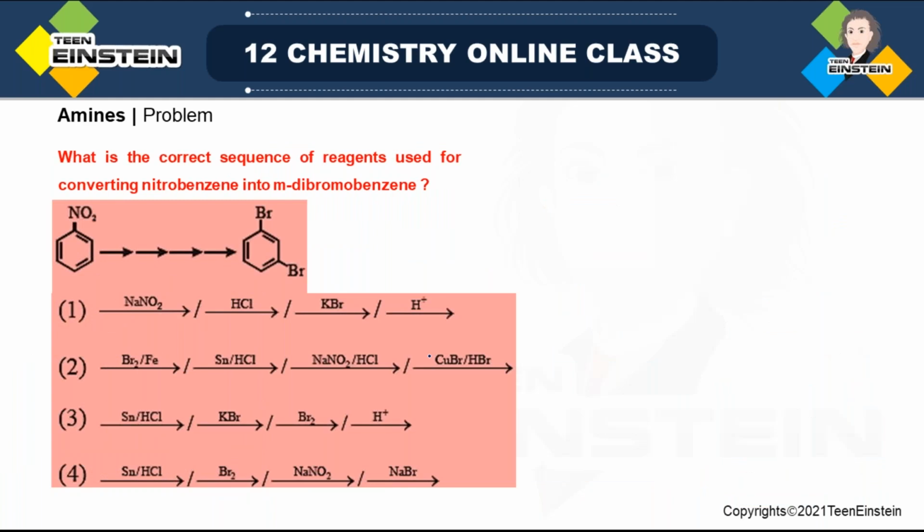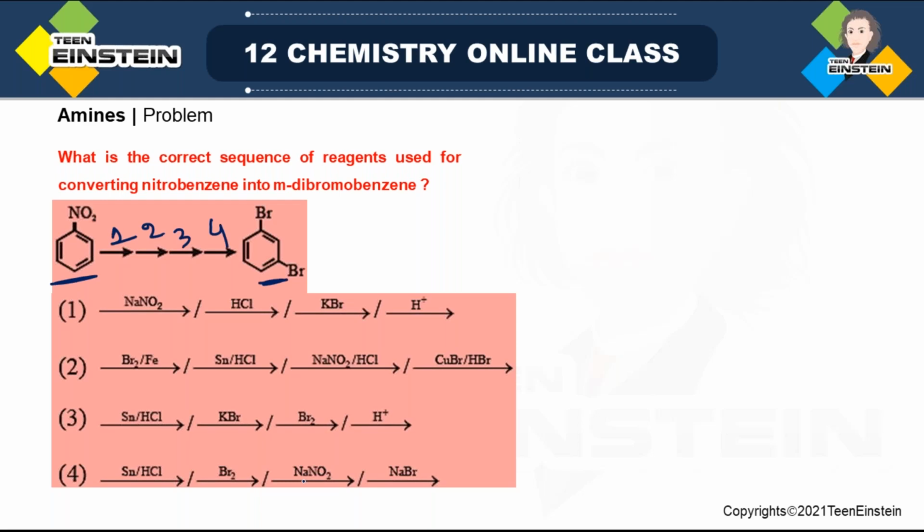What is the correct sequence of reagents used for converting nitrobenzene into meta-dibromobenzene? So starting material nitrobenzene, final product like this, and you have to use total 4 reagents. Number 1 step, second step, third step, fourth step. Fine. Now if you look at these options, different reagents are there, but different sequence.